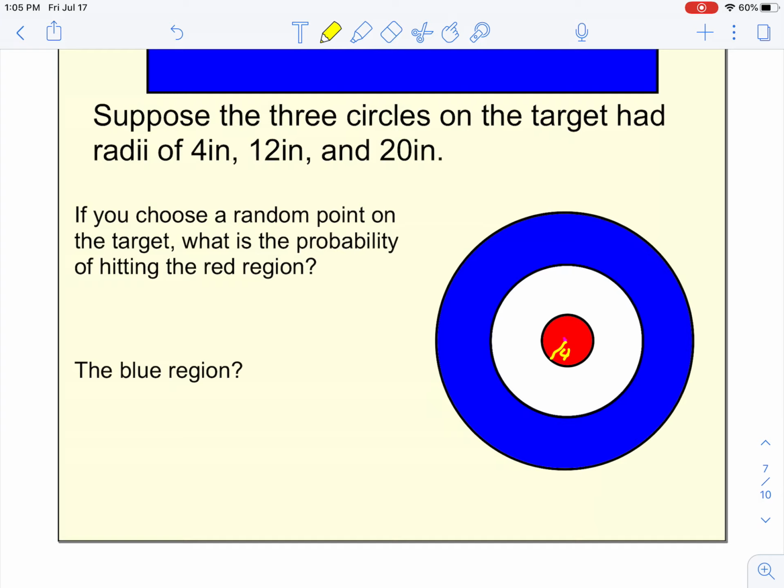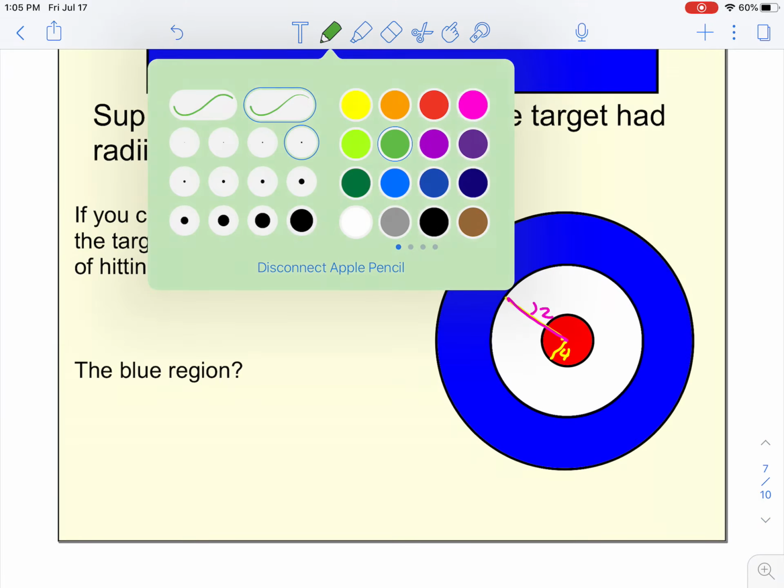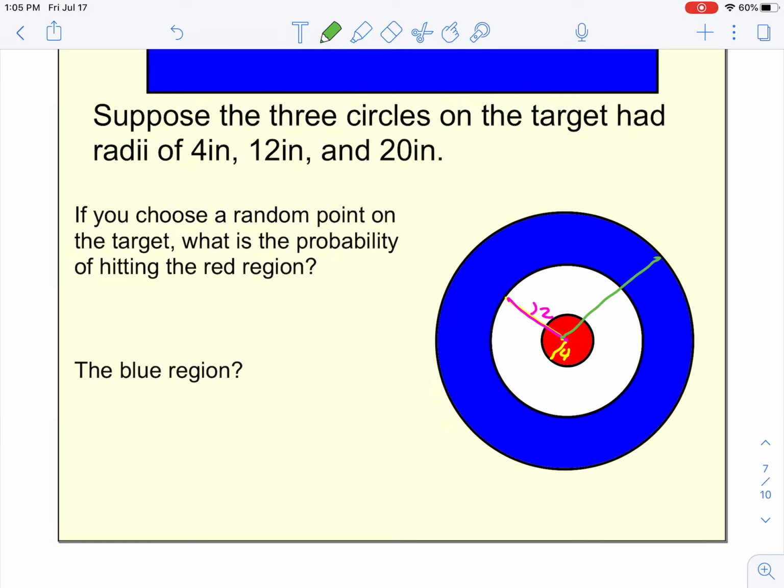It says, suppose the 3 circles on the target had radii of 4 inches, 12 inches, and 20 inches. If you choose a random point on the target, what's the probability of hitting the red region?